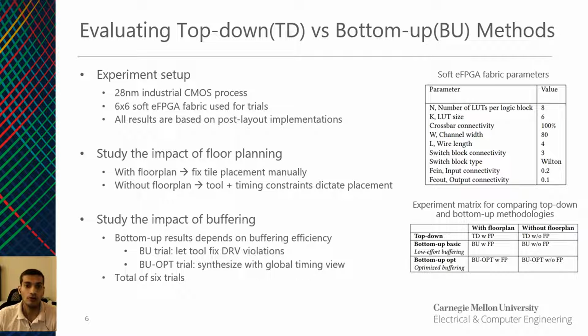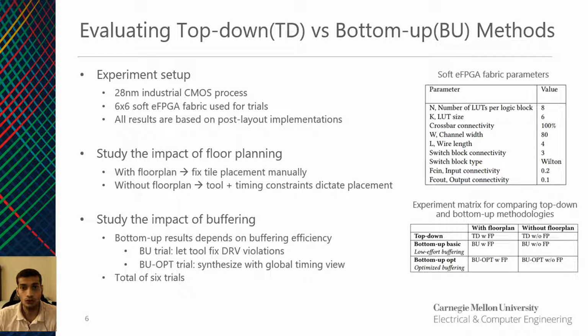process. For our experiments, we use a 6x6 eFPGA fabric with 8 6-input LUTs per tile. The routing fabric has a channel width of 80 and a wire length of 4. The detailed VTR architecture parameters are shown in the figure on the right. All the experimental results are based on post-layout implementations.